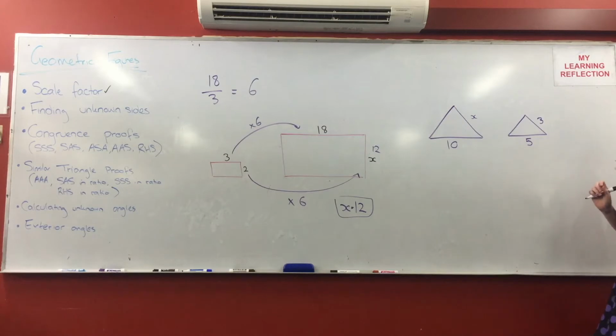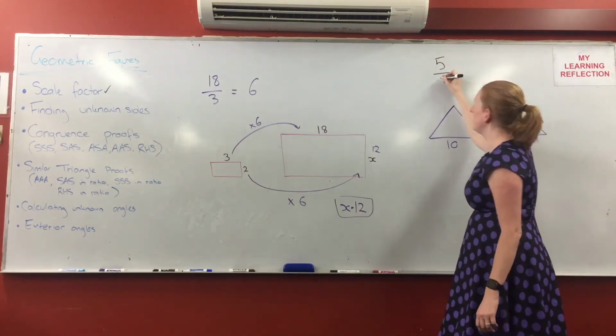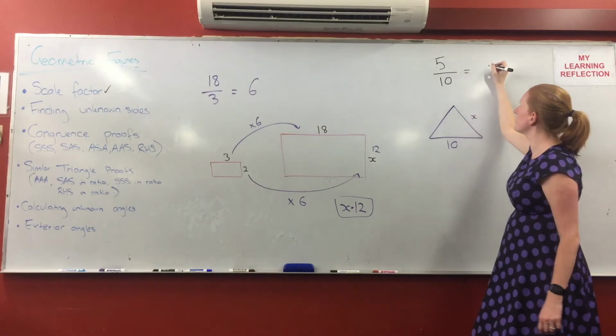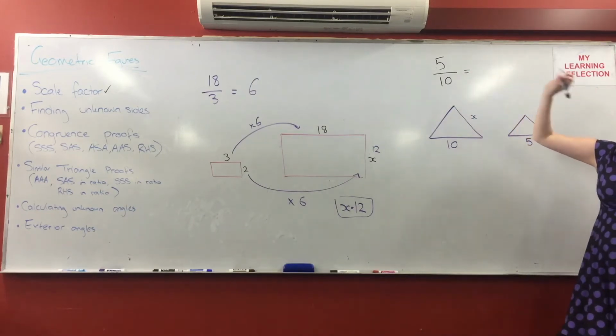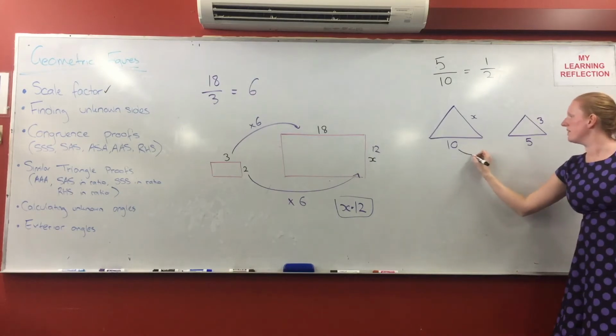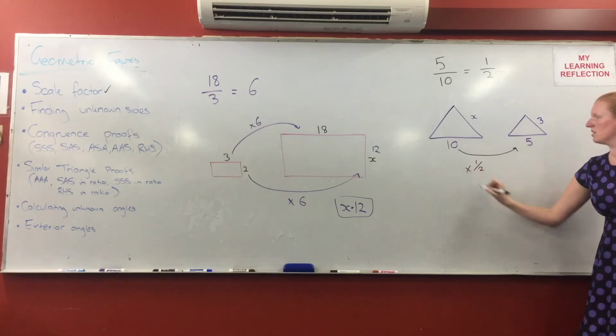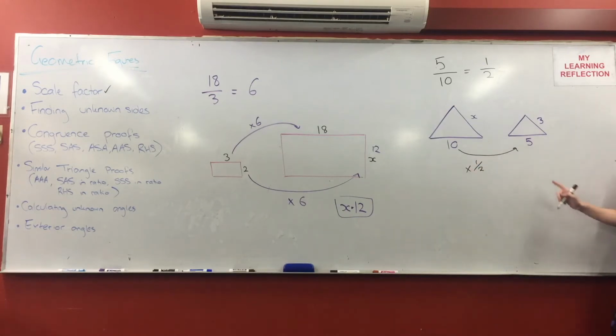Okay, if I'm calculating scale factor, which shape goes on top? Second or first? Second. So what number goes on the top? 5. Over 10 is equal to? 1 over 2. So it's been halved. So this number has been halved.